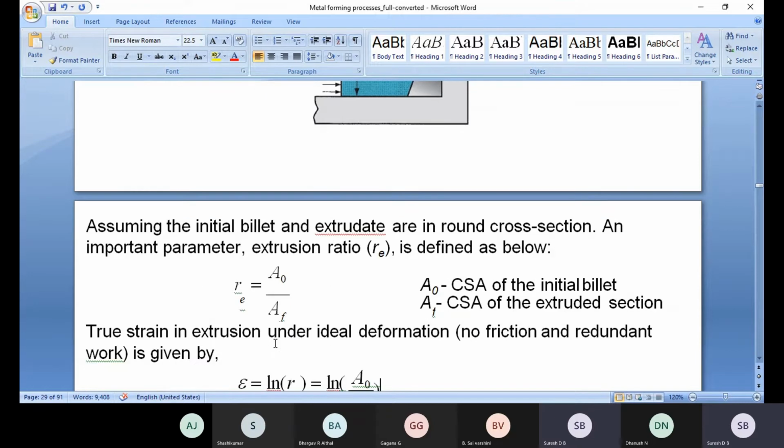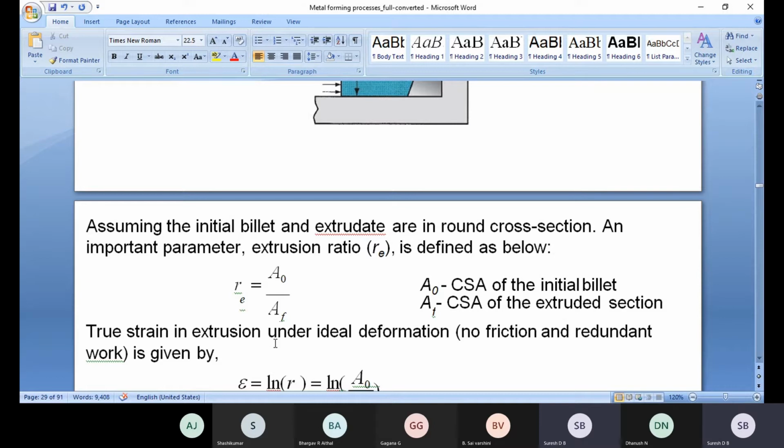Then how do we find the strain produced in that particular material? True strain in extrusion under ideal deformation. Ideal deformation is when there is no friction between the container and the workpiece material. That type of deformation is called ideal deformation. Ideal deformation means no friction and resultant work.